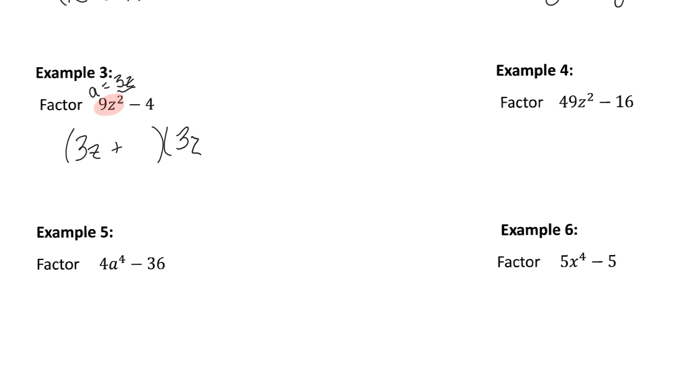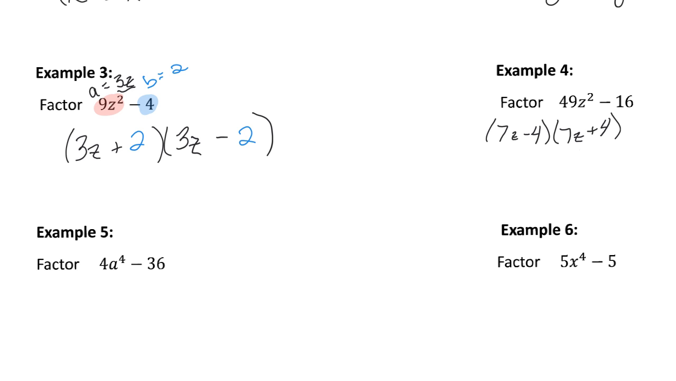Okay, so I'm going to plug in 3z for my A value. And then I'm looking at my B value, and it's 4. And I know the square root of 4 is 2. So we have plus 2 minus 2. Okay, so I want you to take a moment and try example 4. Okay, so hopefully you got 7z minus 4, 7z plus 4.